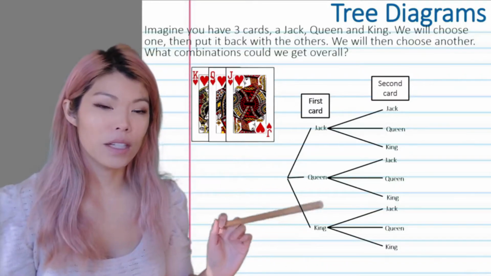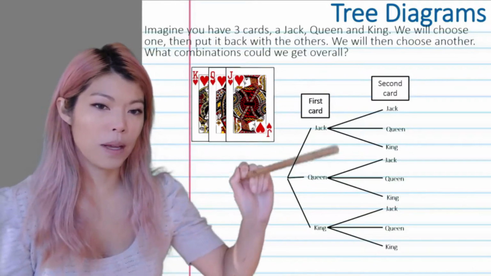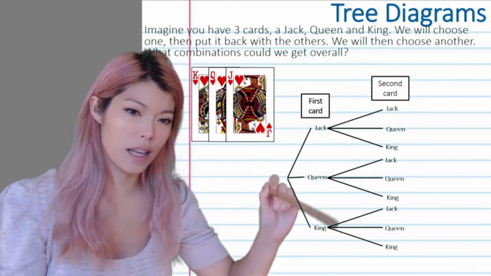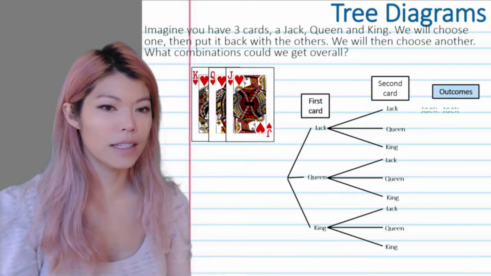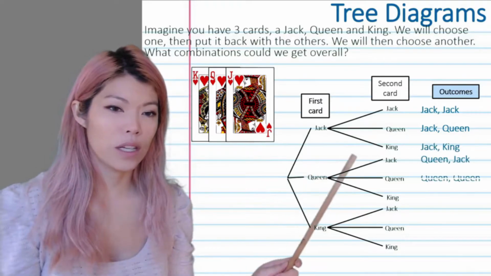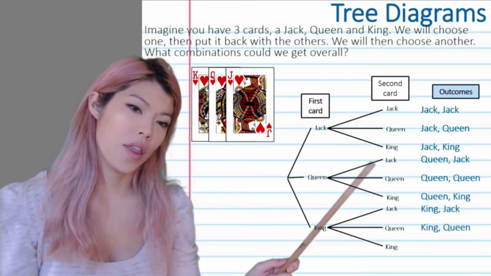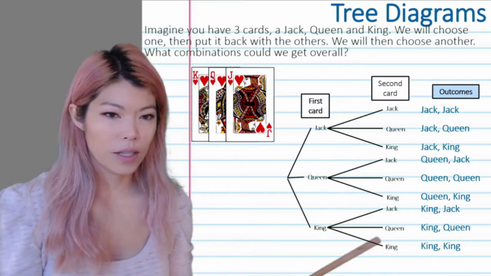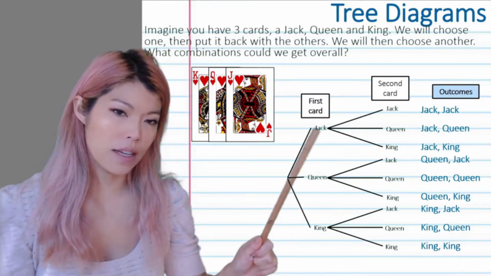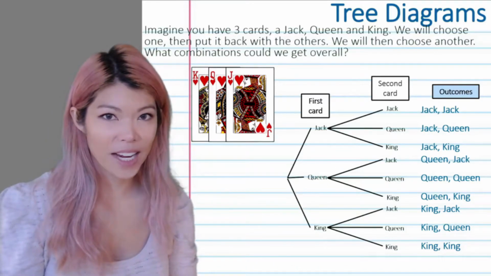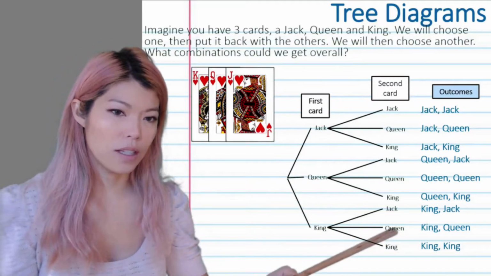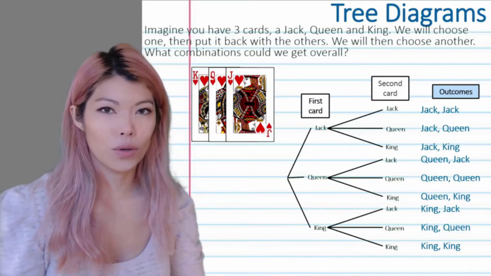So when you set out the tree, make sure that the first pick or the first stage is here, and then the second stage is here. Then we can list the outcomes. So we can obtain a jack-jack or a jack-queen, jack-king, queen-jack, etc. And we can see that there are 9 outcomes. How do we figure out how many outcomes? Well, there's 3, and for each of these 3, there's another 3. So 3 times 3 is 9. So to figure out the number of outcomes, it's handy to multiply each of these stages together to get the total number of outcomes.